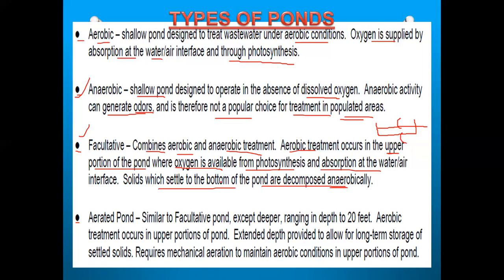Next, the fourth one is, so this is the first one, this is the second one. So if you get a question like what are the various types of oxidation ponds, then you can write these four things, right?